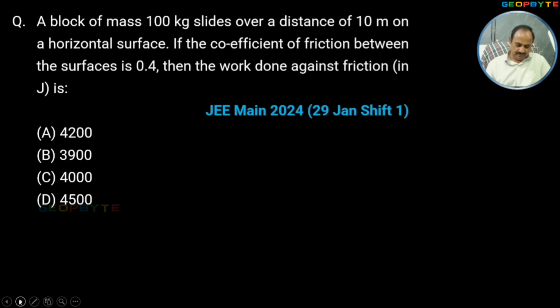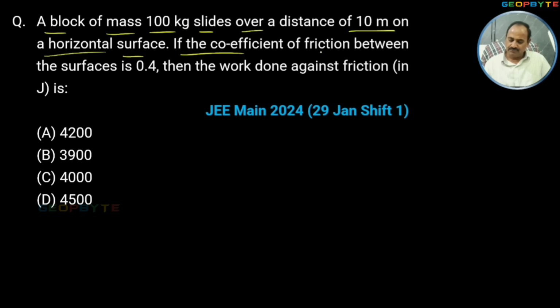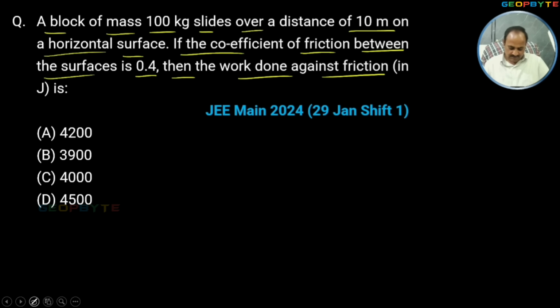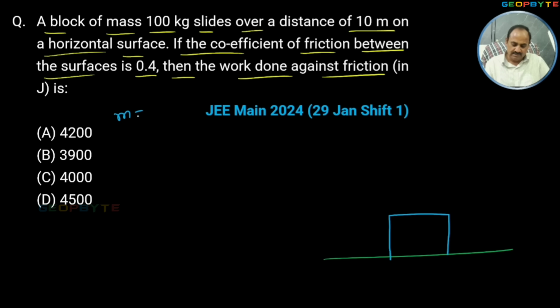Try to read it clearly. It is asking like this. A block of mass 100 kg slides over a distance of 10 meters on a horizontal surface. If the coefficient of friction between the surfaces is 0.4, then find the work done against friction. It is like this. There is a horizontal surface. Over that horizontal surface, there is a block. That block of mass is given as 100 kg.